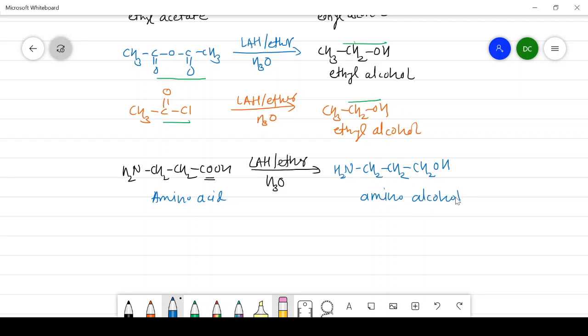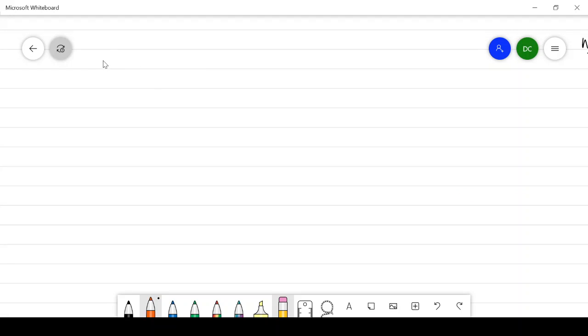So this is a simple application. We have to change all these groups into CH2OH. Then we will see the third application. The third application is once again a reduction, but reduction of amide, nitrile, nitro compounds.